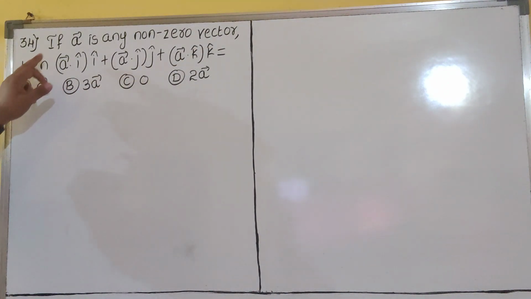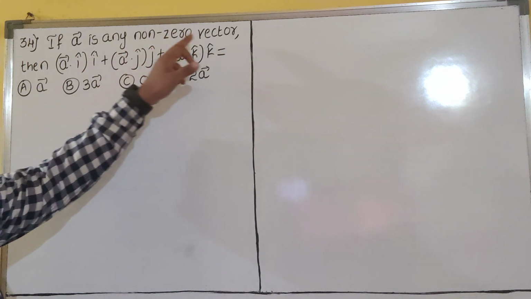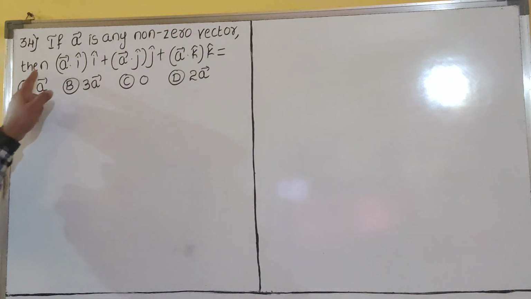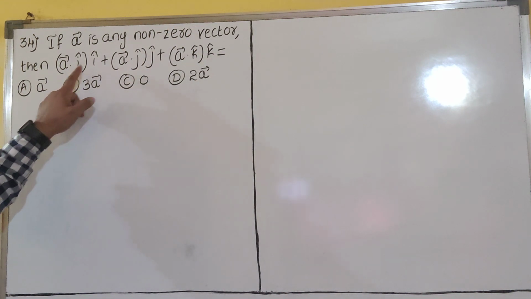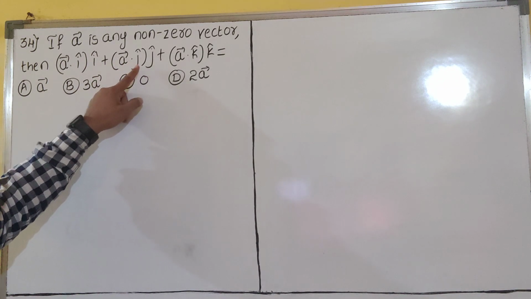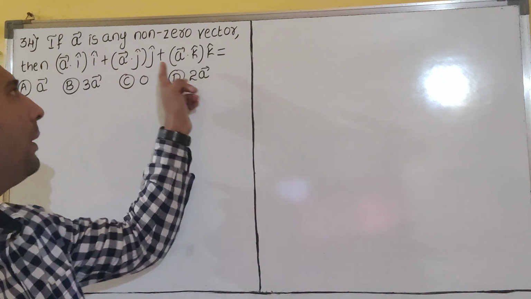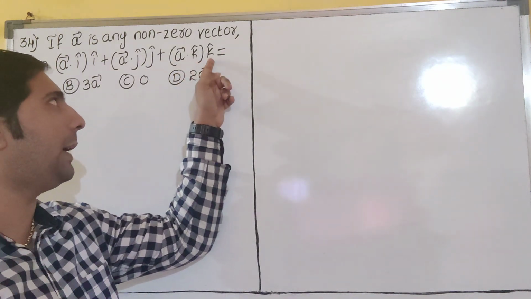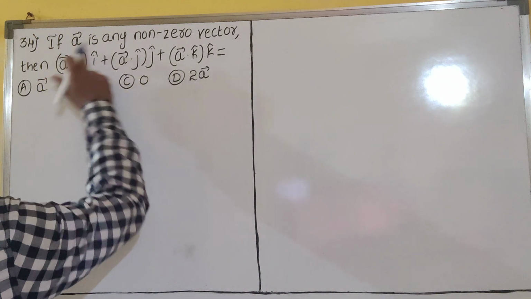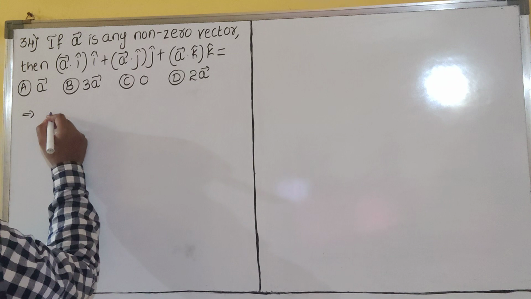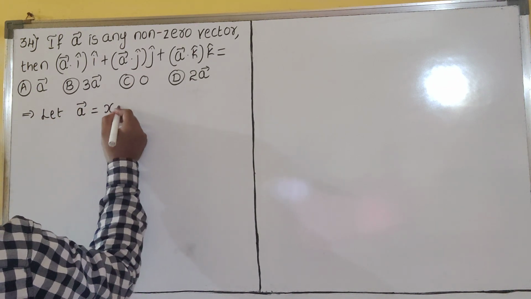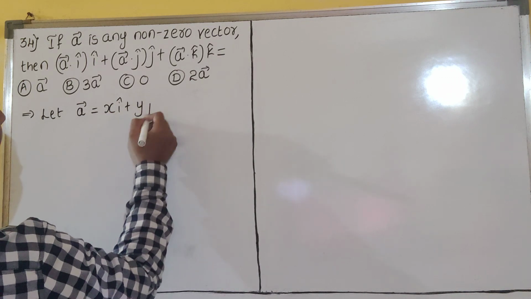Question number 34. If vector A is any non-zero vector, then vector A dot I cap into I cap plus vector A dot j cap into j cap plus vector A dot k cap into k cap is equal to what, they are asking. Very simple question. A is a non-zero vector. Let us assume vector A is x I cap, y j cap plus z k cap.